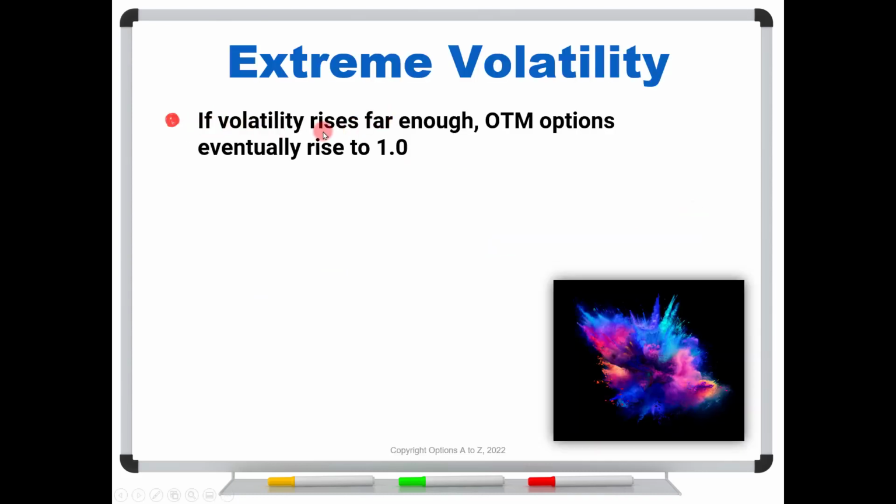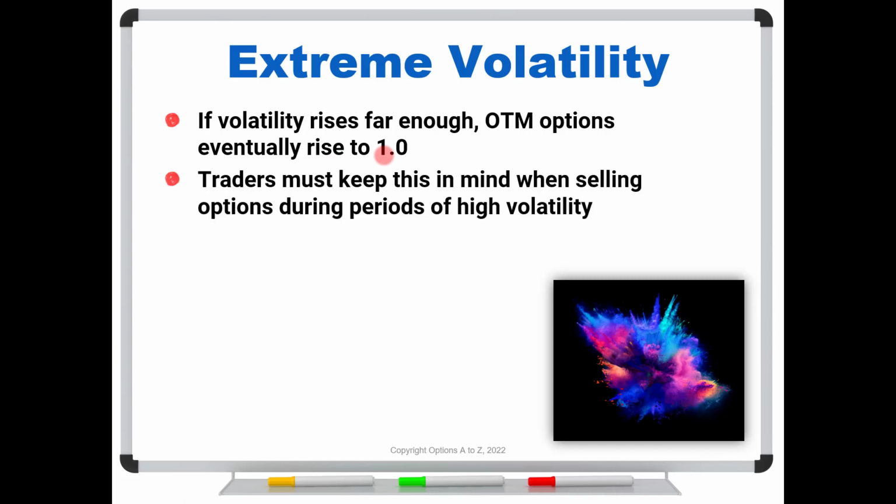So if volatility rises far enough, your out-of-the-money options eventually are going to rise to 1.0. They're going to blast right past that delta 1/2 ceiling. And so traders must keep this in mind when selling options during periods of high volatility.